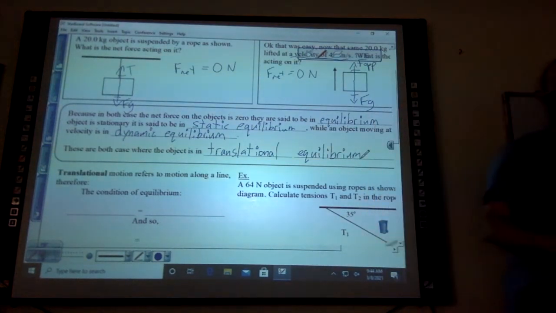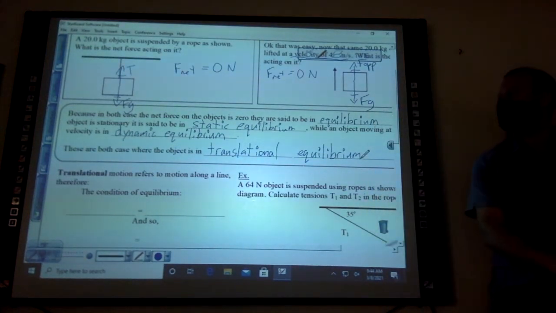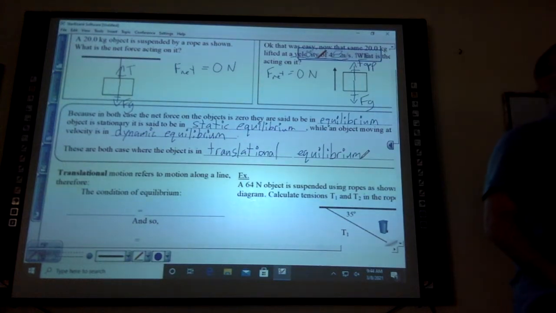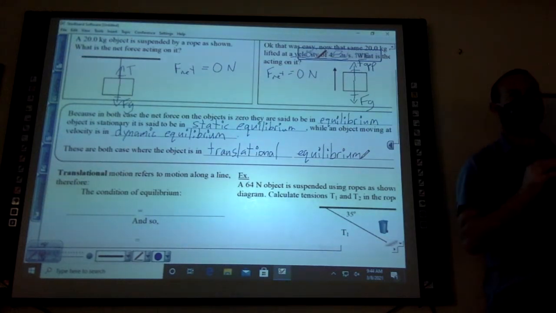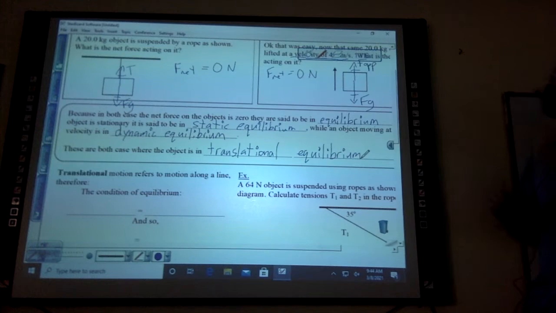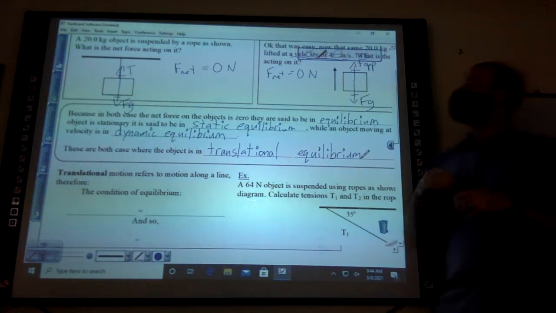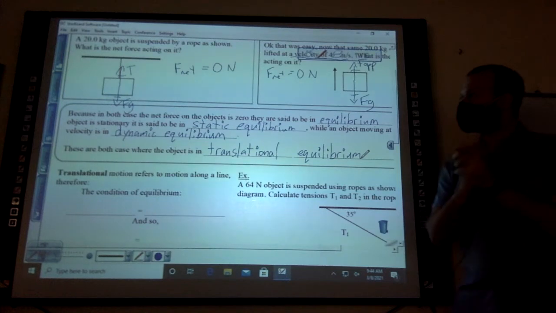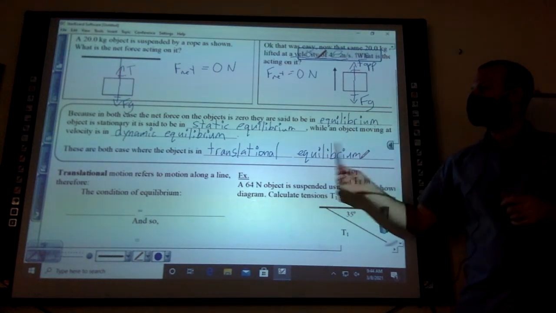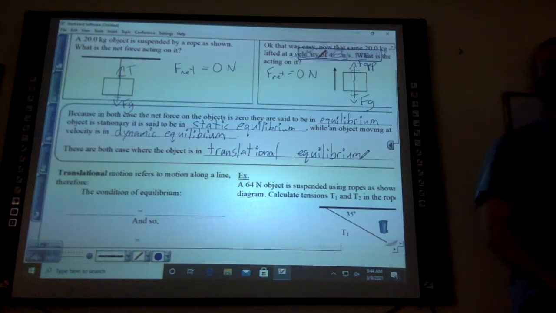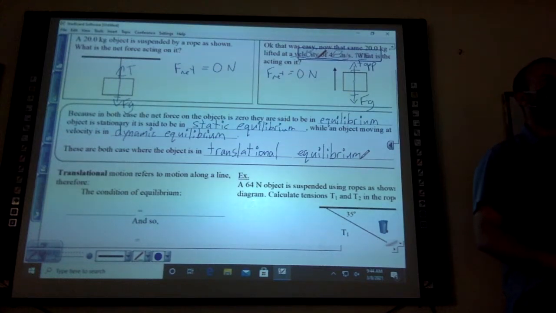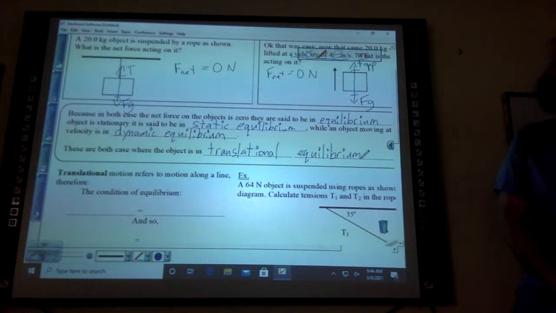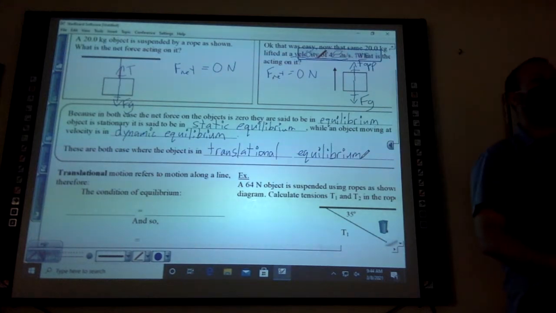So think about what it means to translate something. If you remember in pre-calculus, if we did a translation of a graph, that means we're moving it left, right, up, down. You're translating it. So translational equilibrium means it can move left, right, or up or down, but as long as it's not rotating, we're in translational equilibrium. So it can translate, but it's still in equilibrium, meaning the net force is 0. And that's in general what we're talking about: net force equals 0. Every single case that we're going to deal with in equilibrium, net force is 0.